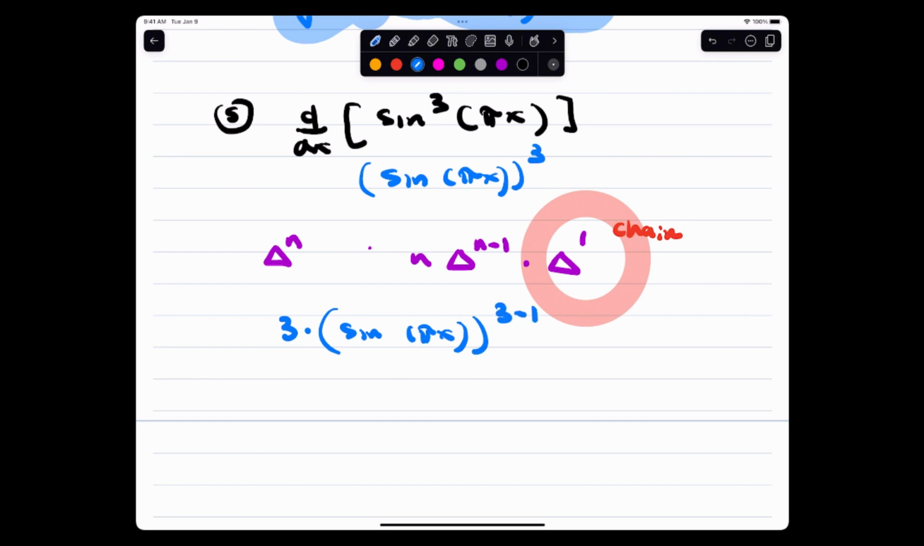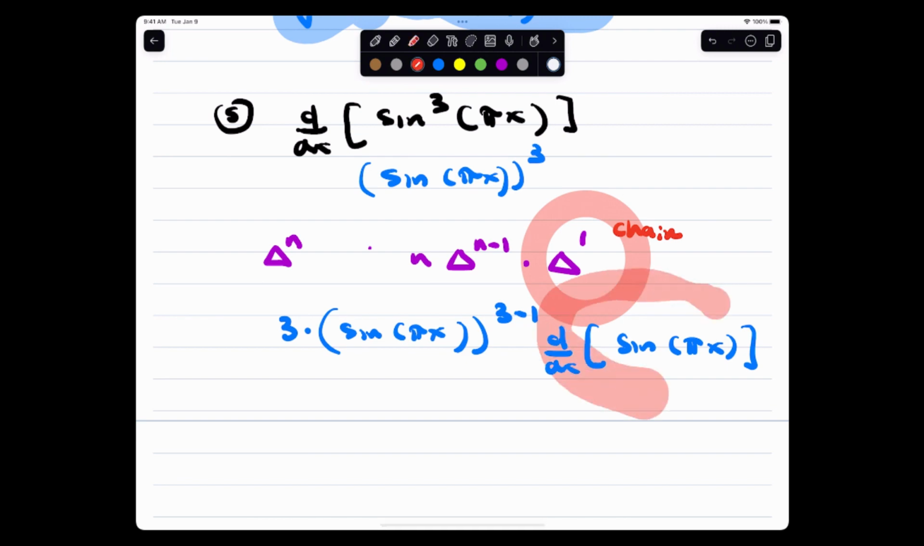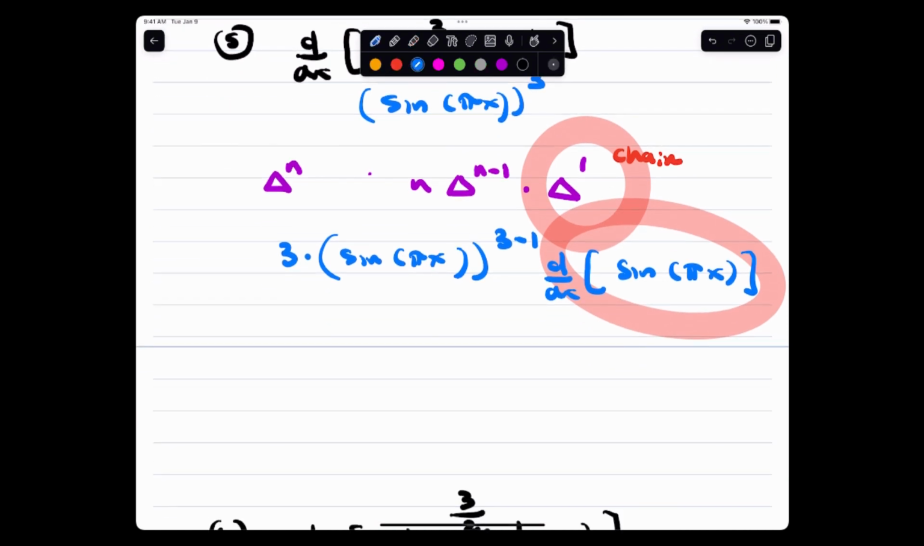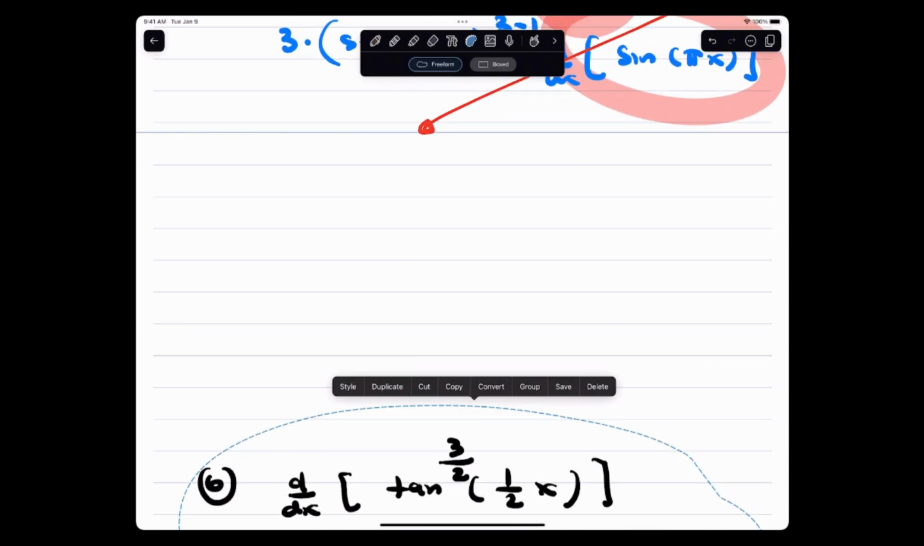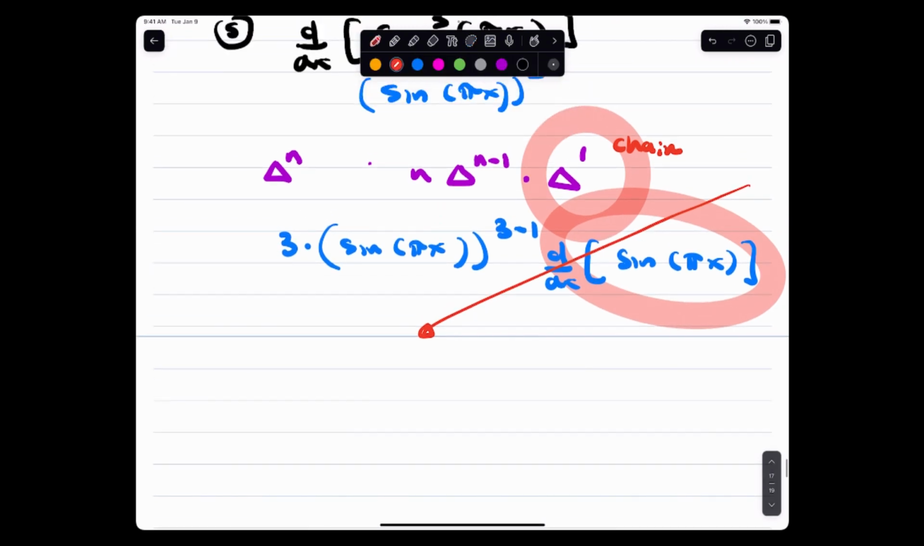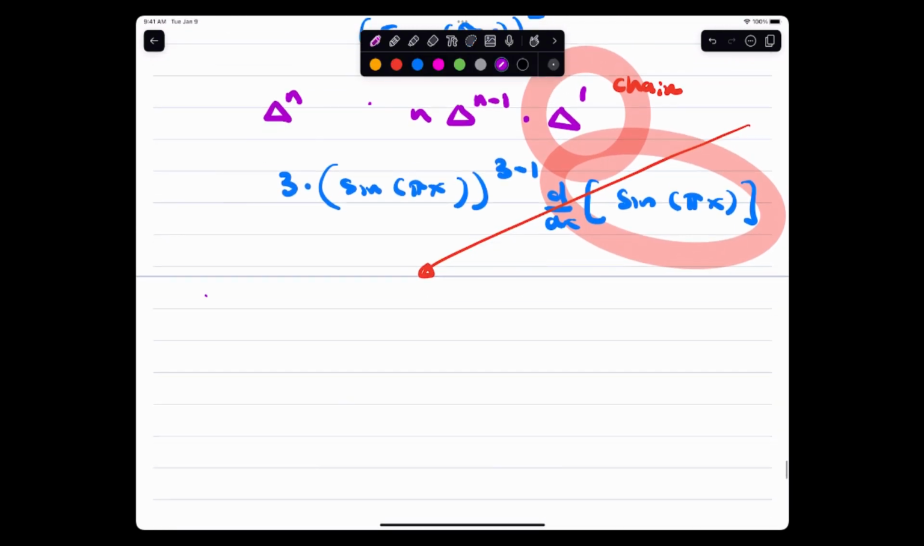Is that true? Now, don't stop right there. Let me write pi x a little clearer. Don't stop right there. You now have to differentiate. Don't forget the chain. Sine pi x. So do not forget your chain. But when you differentiate the chain, what is this? Well, you need to have another function, I think, right? I think we wrote this down last time.